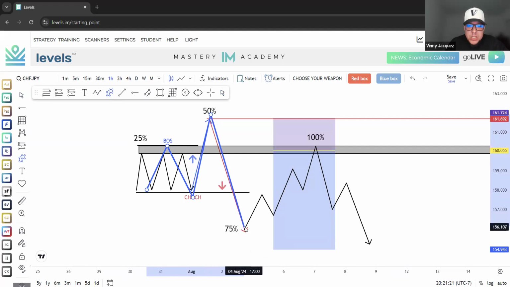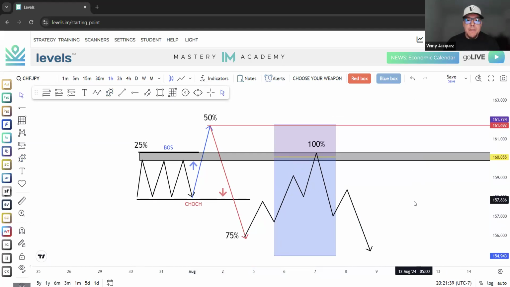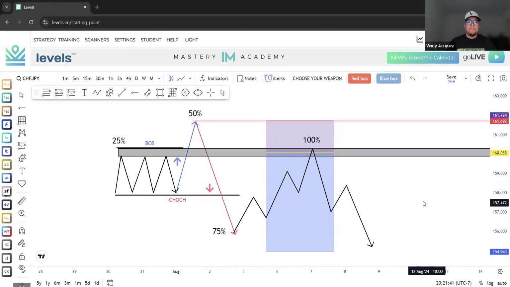Once we get this change of character, 75%, once the market touches this right shoulder, 100%, the setup is complete. Once the market is in this area, let's take some sells and send it back down. Send it back down, guys. Does anybody have any questions?